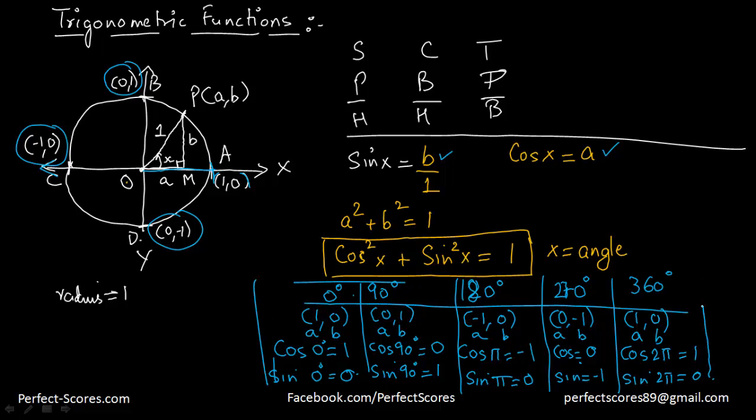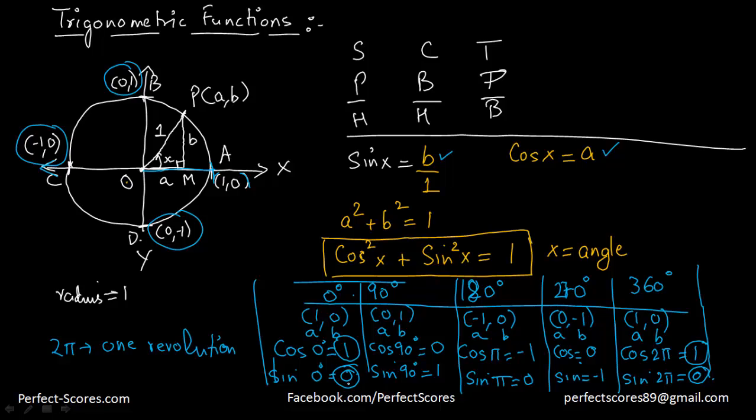As you can clearly see, cosine of 0 was 1 and cosine of 2 pi was 1, and the sine of 0 was 0 and the sine of 2 pi was 0. That means the function is repeating itself after 2 pi. 2 pi is exactly 1 revolution, so we can say that the cosine function and the sine function repeat themselves after 2 pi.